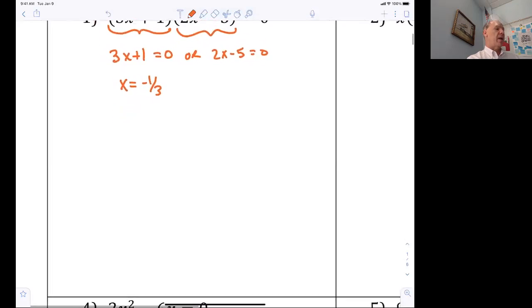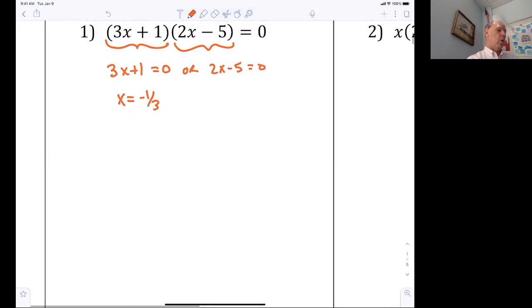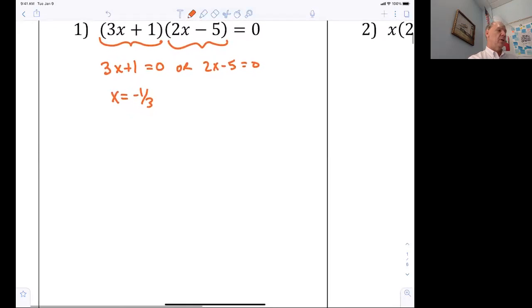Now, how did I get that? I just solved. Subtract 1 and then divide by 3. It's just a basic equation. My 6th graders can do that.